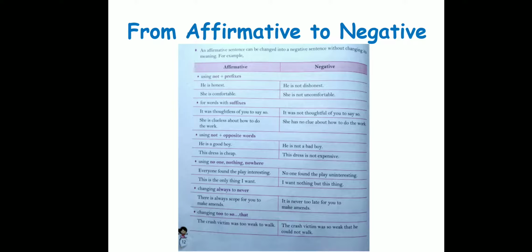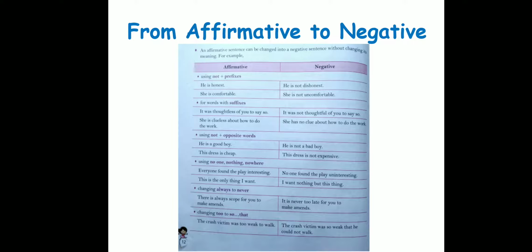Clear? She is clueless about how to do the work. She is clueless means she has no idea how to do the work. So how has this been changed? She has no clue about how to do the work. She has no clue. Did you understand? See, no is used over here. So no makes it negative. I told you no or not has to be there to make it negative. And clueless was the suffix. Less was the suffix over there. We have removed less. We have used the opposite of it. That is how you are going to change this.